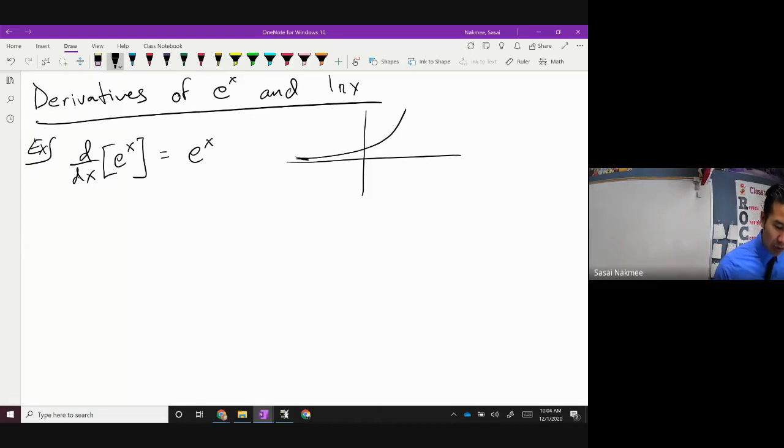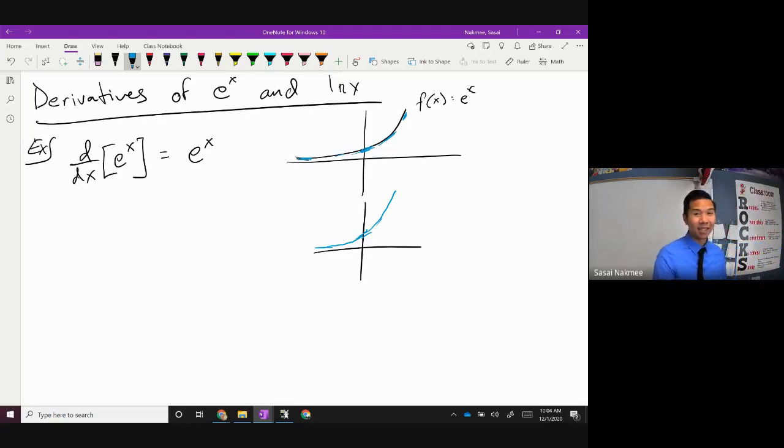And what's weird about this is that as it climbs, the slope down here is very, very close to 0. So if this f of x right here is equal to e to the x, and I were to graph its derivative, the slope down here is almost 0. Then as it gets closer and closer, the slope starts to increase, getting more and more positive, more and more steep. And it just so happens that at every single x point, the derivative is equal to the value of the point that it's at. And this only happens with the base e.